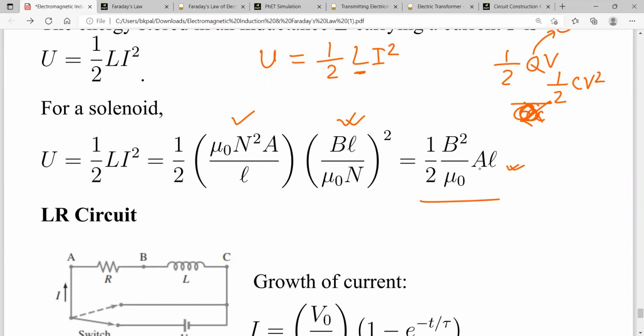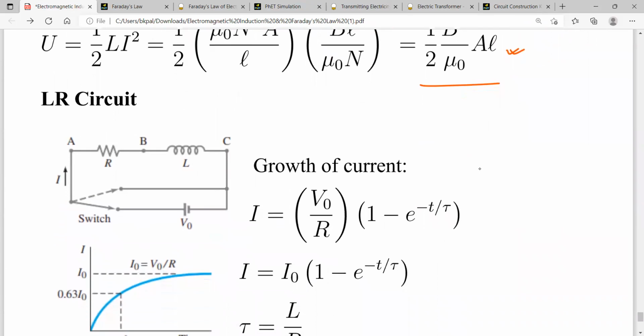All right. The last thing I'm going to talk about is the LR circuit. And again, it's very similar to the RC circuit. In an RC circuit, we have a resistor and a capacitor. Here we have a resistor and a coil or an inductor. So RL. The RC circuit is used for charging or discharging. Here it is used for growth of a current or decay of a current. So let's ignore this line for growth of a current. When your switch is connected here, what we get is the growth of a current.